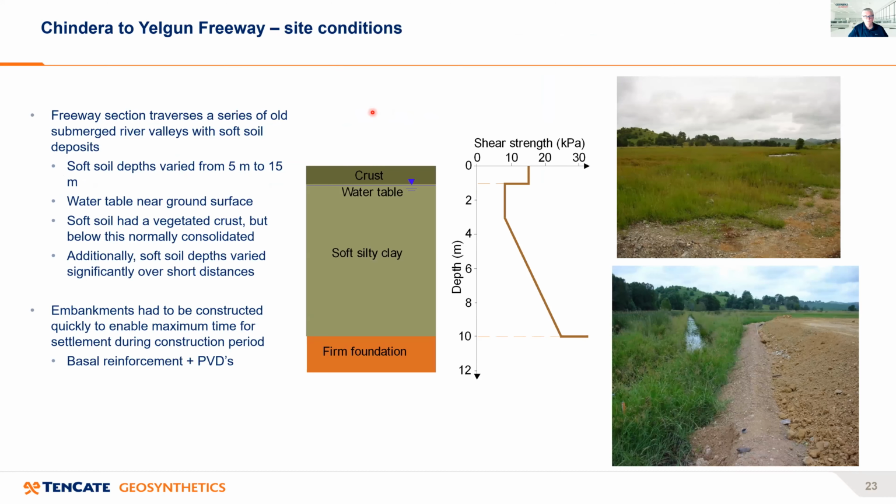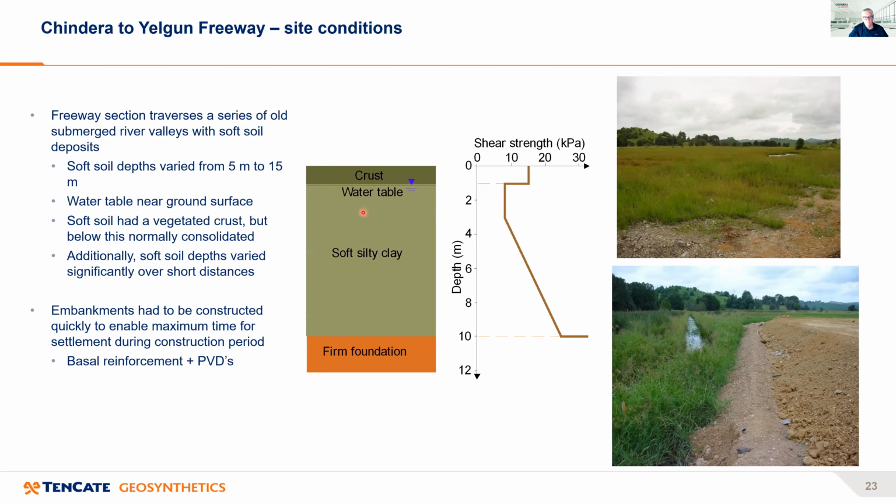Now, this freeway section traverses a series of old submerged river valleys with soft soil deposits. And these soft soil deposits varied anything from 5 metres to 15 metres in depth. And the water table was quite close to the surface. It was in about 1 metre. So you can see the sort of vegetation at the surface. So it's a vegetated crust at the surface. You can see the water table quite close to the surface here.